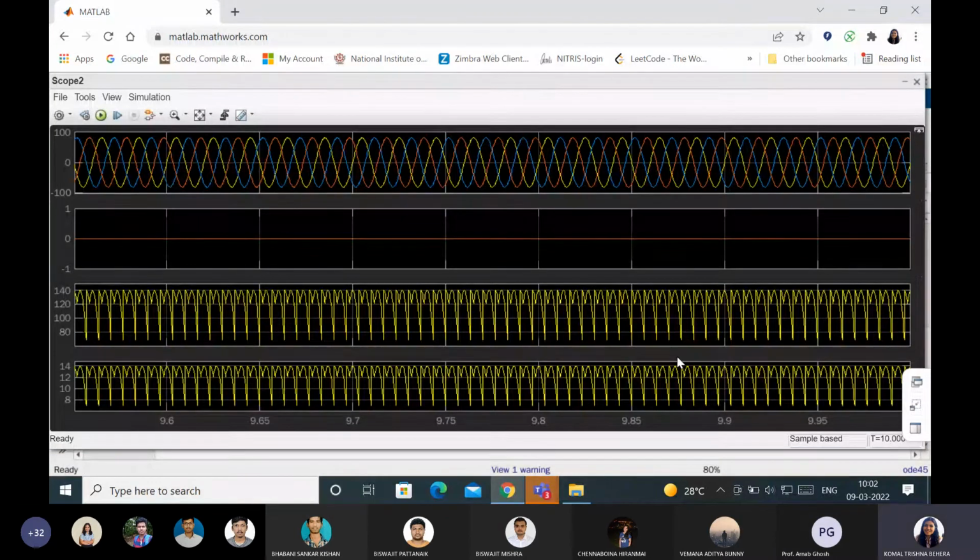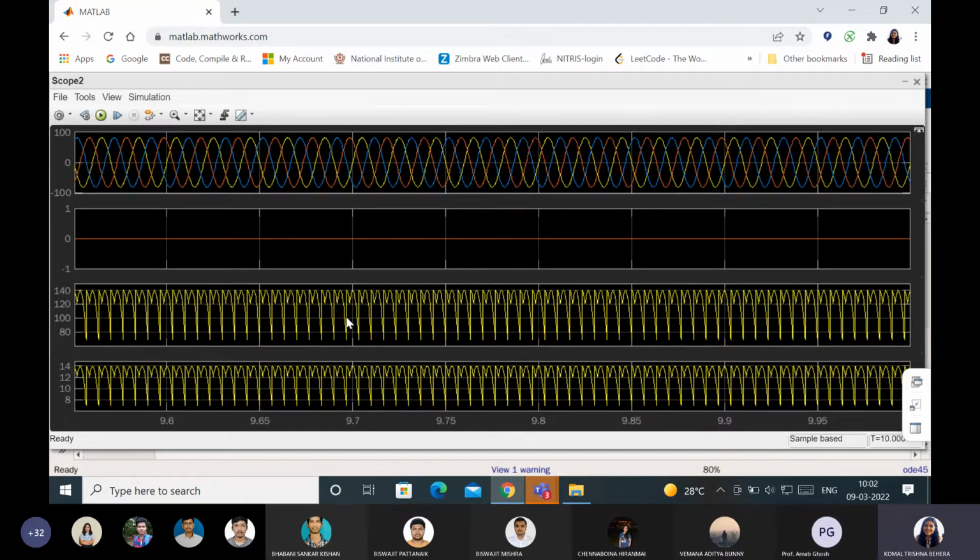So the first one is the input voltage, then this one is the output voltage, the third one. No, my question is, can you please explain why these kinds of patterns are coming? Explain to me the patterns of your results.